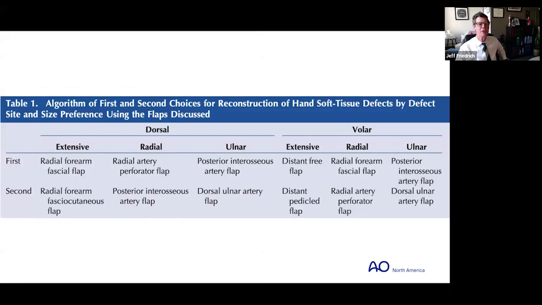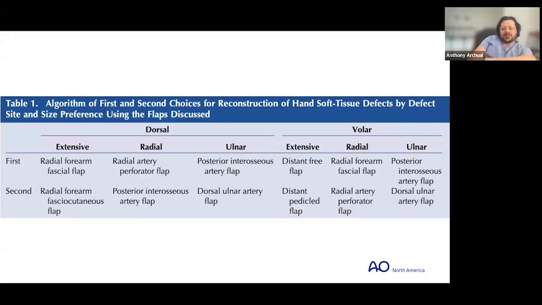This is from that article. It's kind of a comparison of those in terms of first and second choices for these different defects. And you can see, at least for this patient that we're talking about, we can look here on the left side, the dorsal column, and see all these different options that we have.